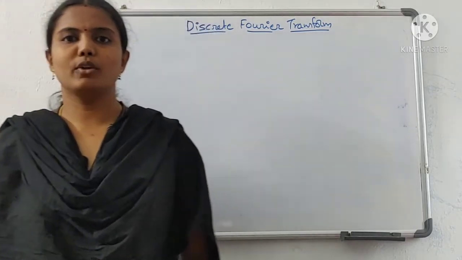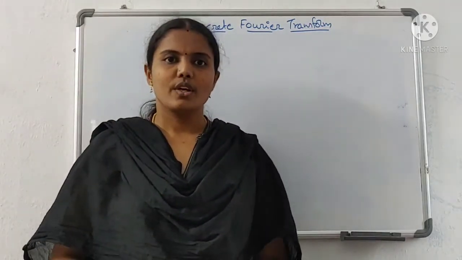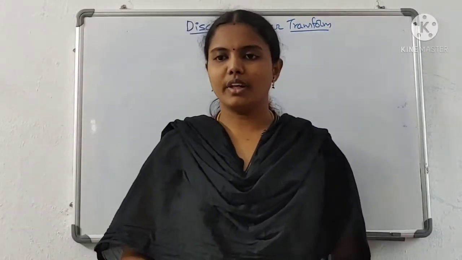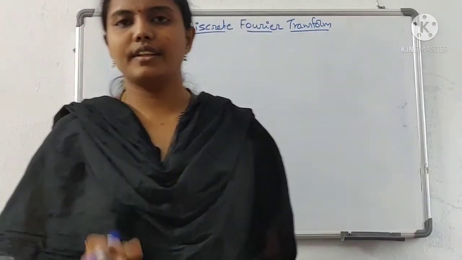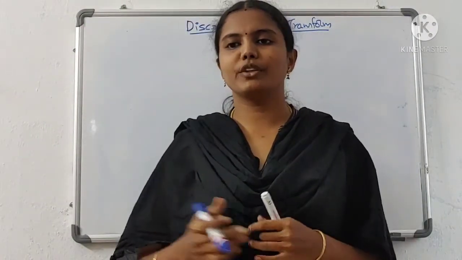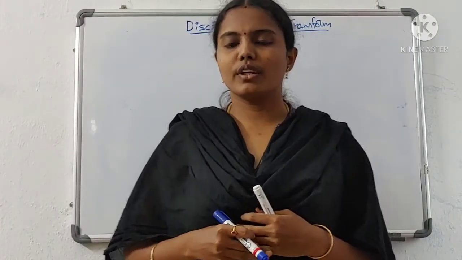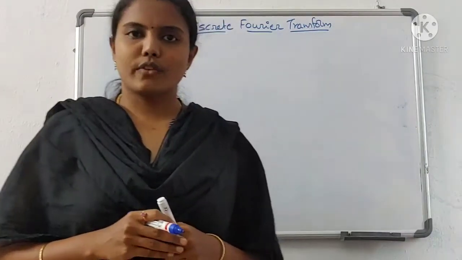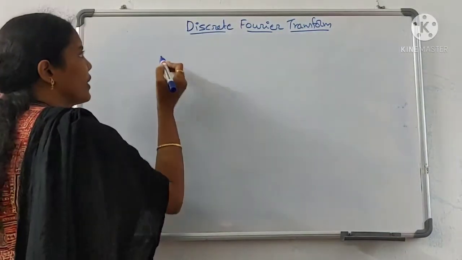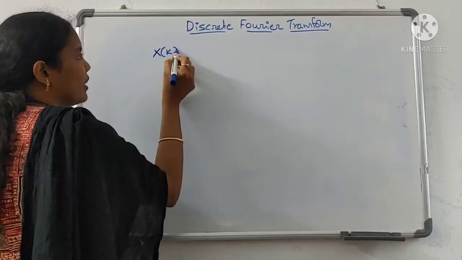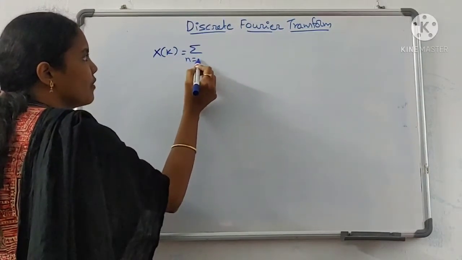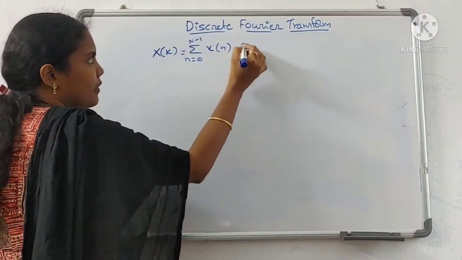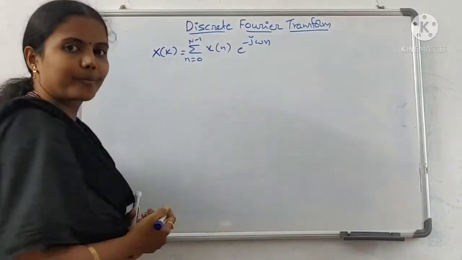Now I am going to explain about discrete Fourier transforms. The discrete Fourier transform is a periodic sequence, and it is used to convert from the time domain to the frequency domain. Here the Fourier transform of a signal x of n is defined as x of k is equal to summation n is equal to 0 to N minus 1 x of n e power minus j omega n.